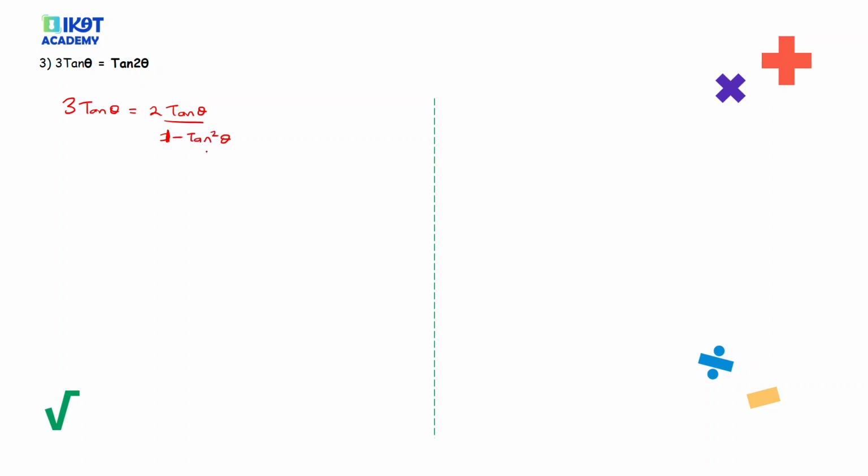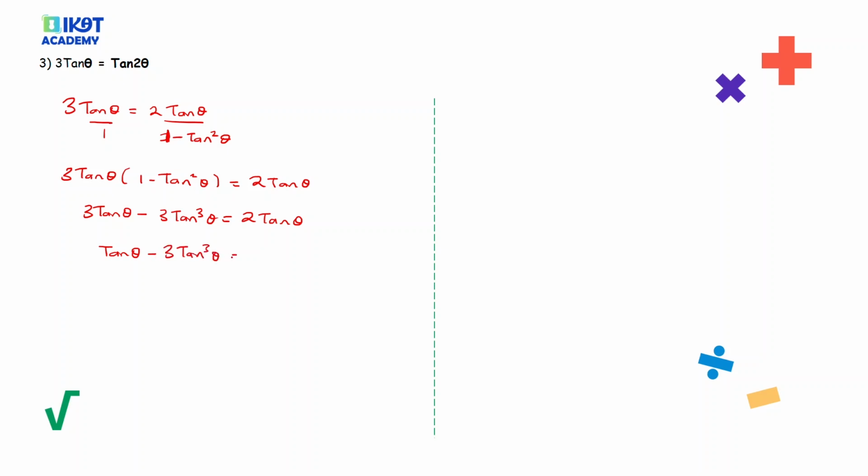Then here we'll cross multiply. So we'll have 3 tan theta into 1 minus tan squared theta is equal to 2 tan theta. So when I open this bracket, I have 3 tan theta minus 3 tan cubed theta is equal to 2 tan theta. So I'm going to bring this side, so I'll have tan theta minus 3 tan cubed theta is equal to 0.